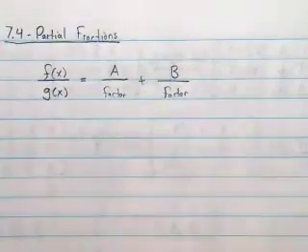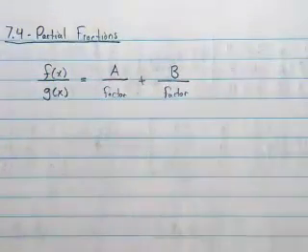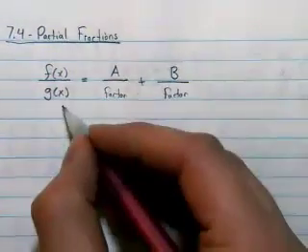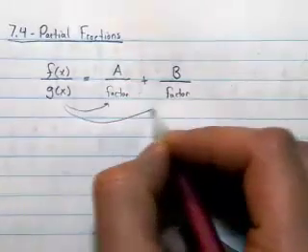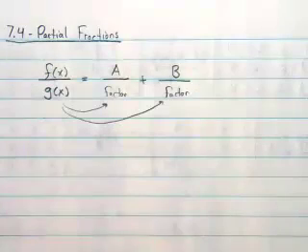And so we're going to take factors of g of x, and those become the denominators. And then we need to figure out what has to go on top, for A and B, so that it equals the fraction that we started with.